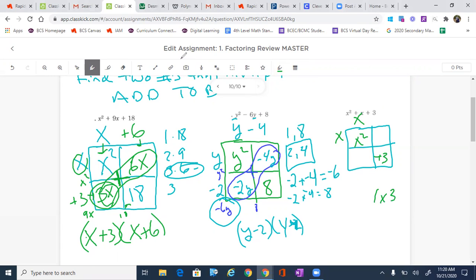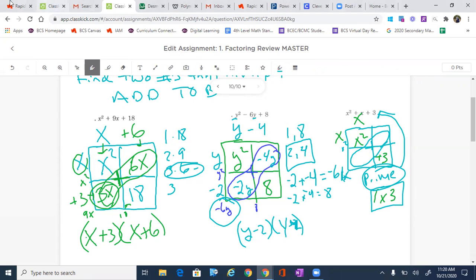And as I do this problem, there's my x squared, there's my 1x, so I want these to add to 1x. Well, there's nothing that will add to 1x that multiplies to 3. 1 times 3 is the only option. So what we say is this is prime, and it's as factored as it is going to get, unless we use another method to break this down.